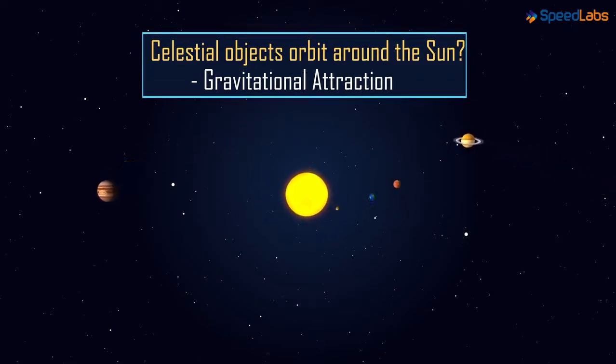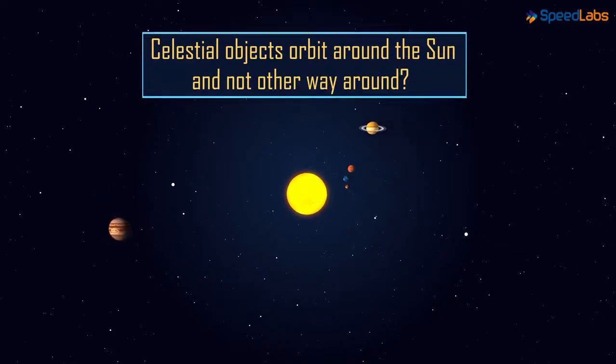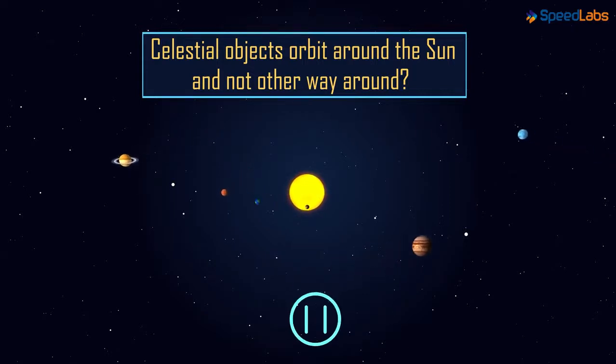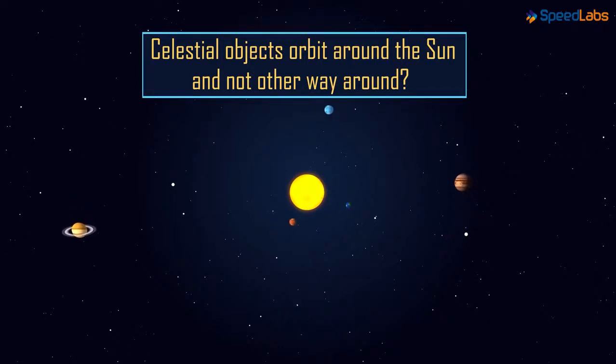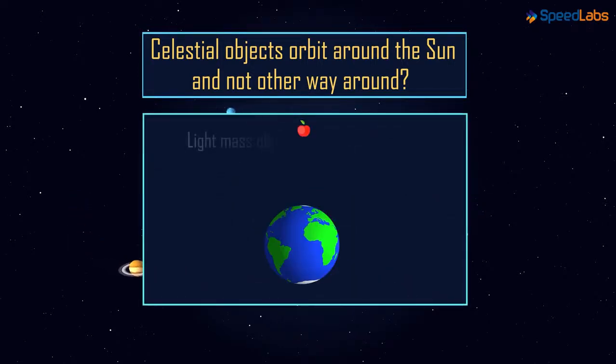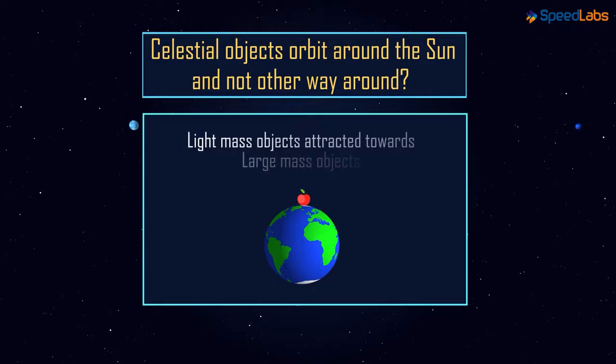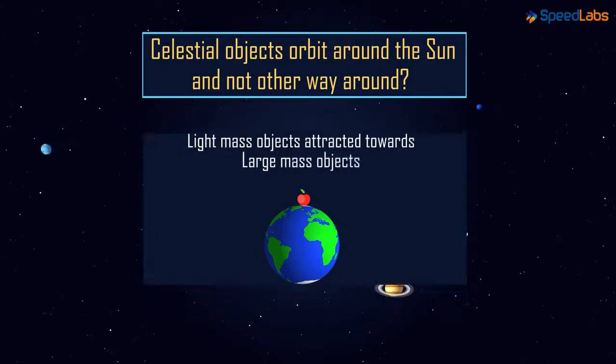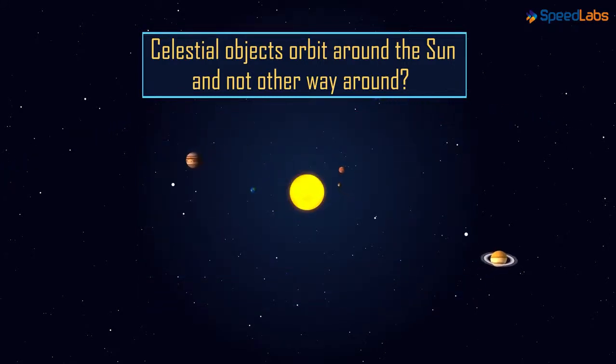But here's another question. Why is it that these objects orbit around the sun and not the other way around? Can you guess why? If you remember our lesson on gravity, it is the light mass objects that are attracted to large mass objects. The sun, being the largest mass object in the system, attracts the other objects, which are of small mass compared to the sun, which is why they orbit around it.